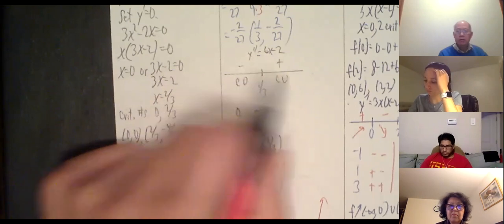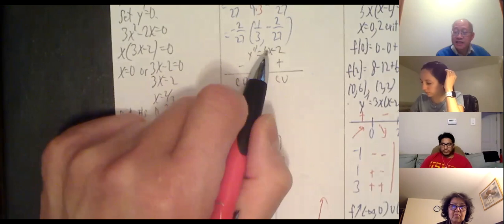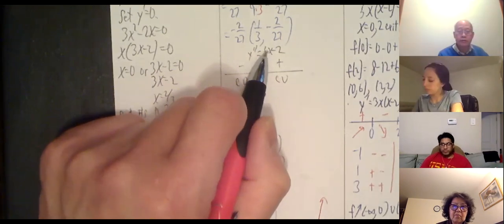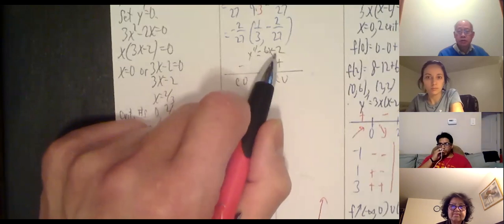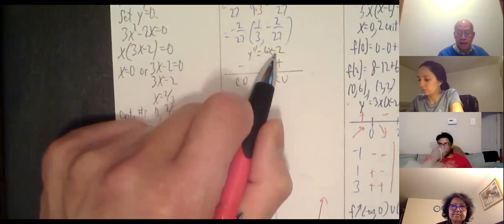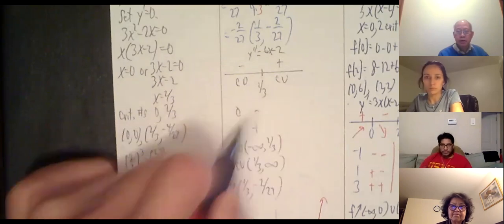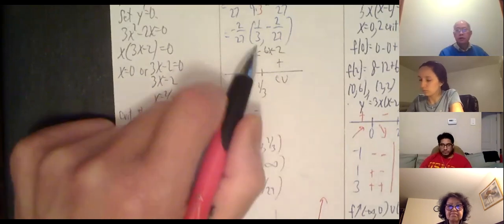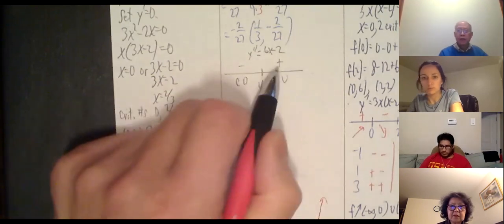So I plug in something over here, something over here. I plug in 0 to the second derivative, not the first derivative, the second derivative. 6 times 0 is 0. 0 minus 2, negative 2, it's negative. Then something over here, 1. 6 times 1 is 6. 6 minus 2, positive.